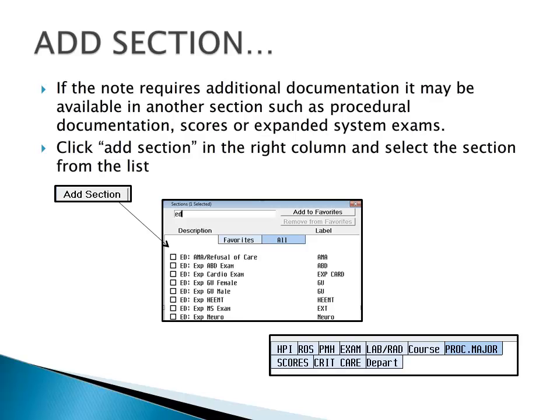If the patient visit requires additional specific documentation that is not available in the general template format, you may add more detailed documentation through selecting an additional section. Additional sections may include procedural documentation, specific scoring tools, or expanded systems exams. Click the Add Section button in the right column and select the section from the list. The new section will appear in the note after the tab that was highlighted.